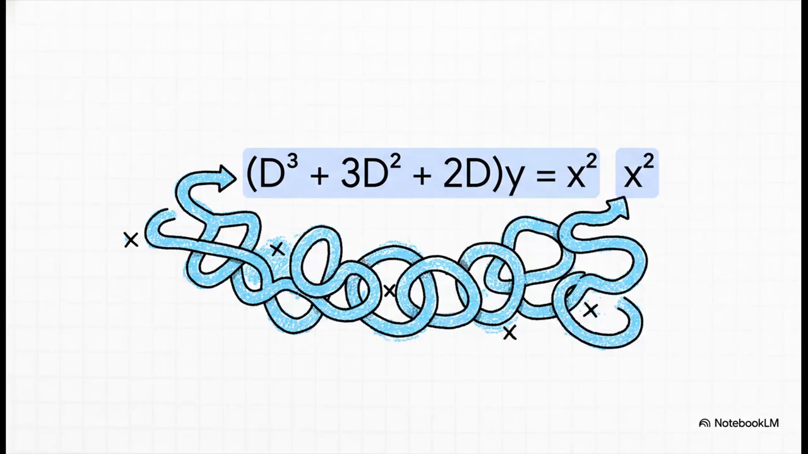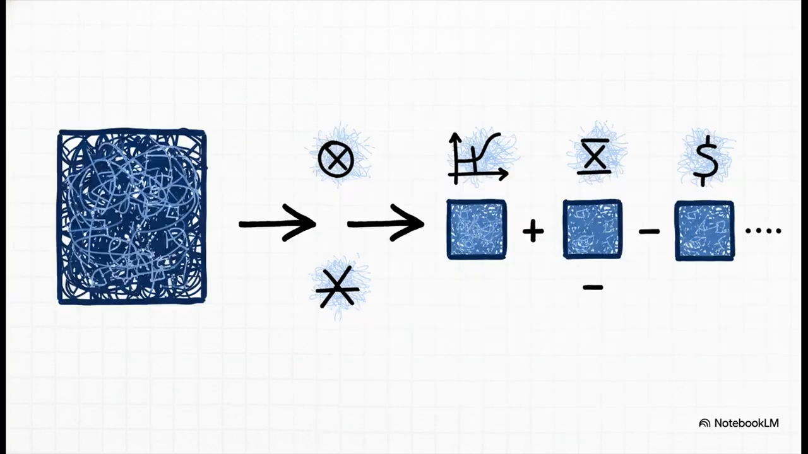Let's make this real with another example. This time, our input on the right is just a simple x squared. No substitution allowed. We have to take that winding path. Okay, so after a bit of algebraic wrestling, which usually means factoring out the lowest power of d and then using a series expansion, that complicated fractional operator gets magically transformed into the series you see here.